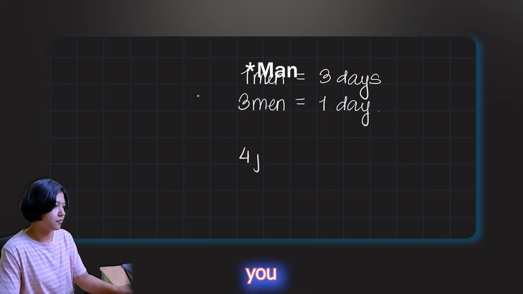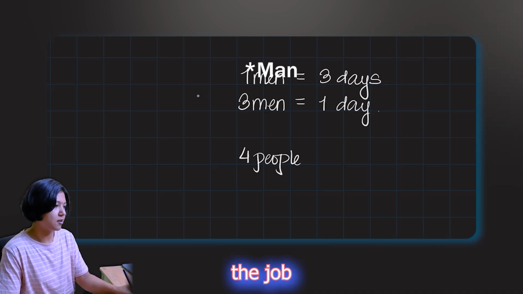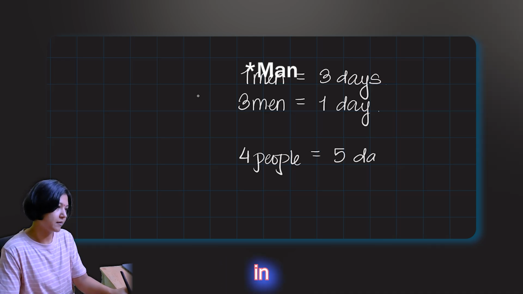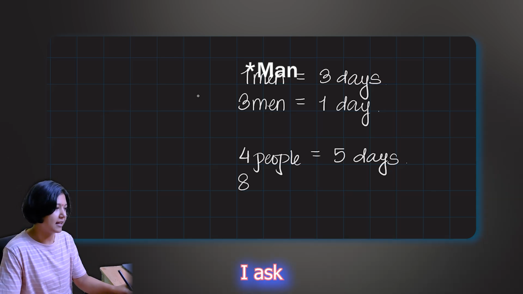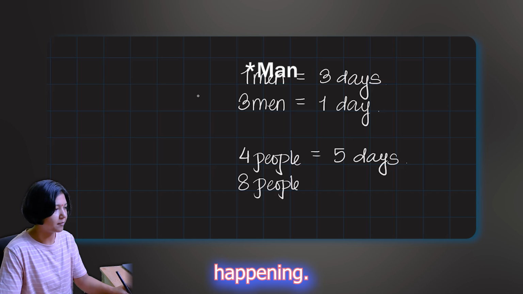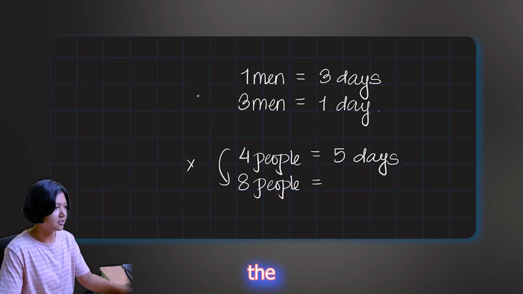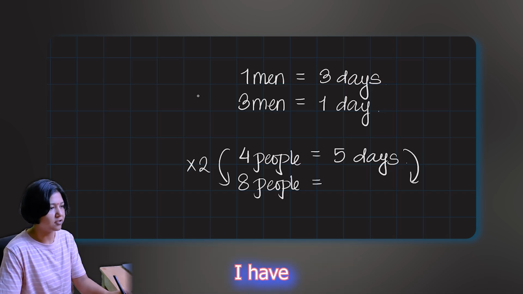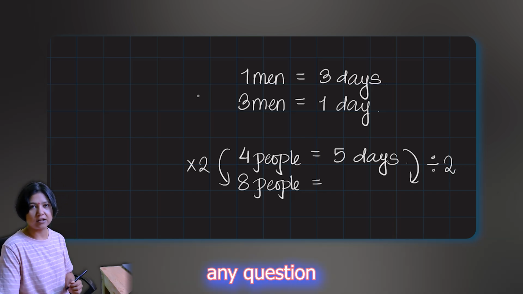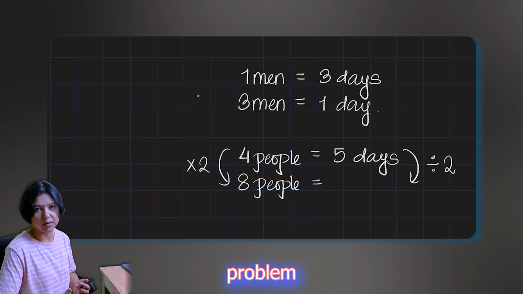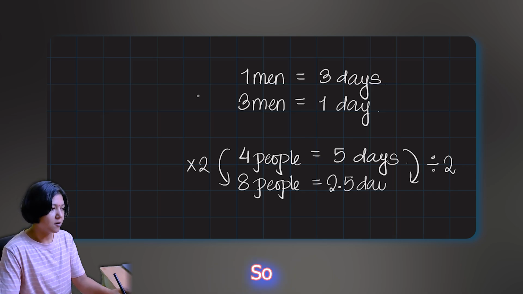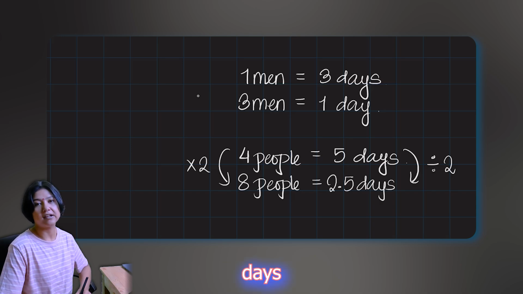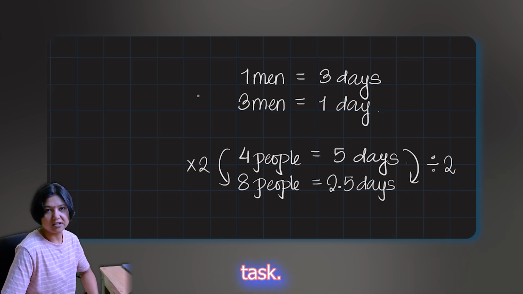Similarly, if I give you 4 people finish a job in 5 days, then if I ask for 8 people, you know what's happening? I am taking the double of the number of people, so I have to halve the number of days. That is the technique to finding any solution to a problem based on inverse proportion. 5 divided by 2, 2.5. So more number of people, fewer days will be taken to complete the task.